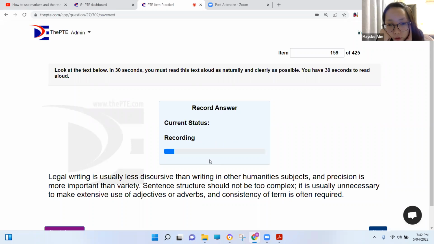Legal writing is usually less varied than writing in other humanities subjects, and it's more important than variety. Sentence structure should not be complete. It is usually unnecessary to make an extensive use of adjectives and verbs, and of terms is often required.